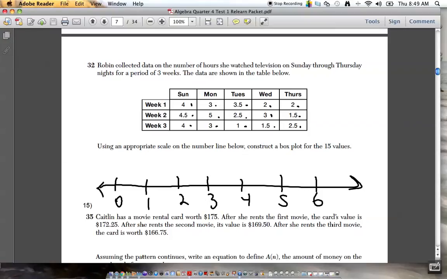It says here, watch Sunday through Thursday for 3 weeks. I want to know for all of it put together. They don't want one box plot for week 1, a different box plot for week 2, and a third box plot for week 3.